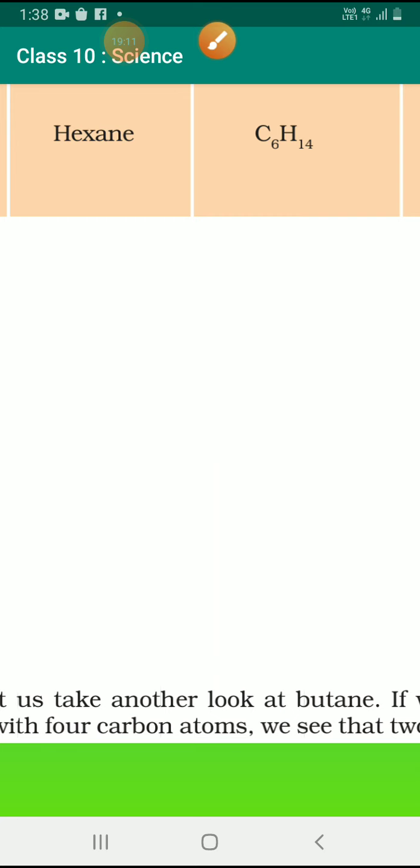Okay, and the answer you write down. Define catenation. Answer: carbon atoms link with the carbon atom to form a chain. I'll repeat once again: carbon atoms link with the carbon atom to form a chain. This process is called catenation.